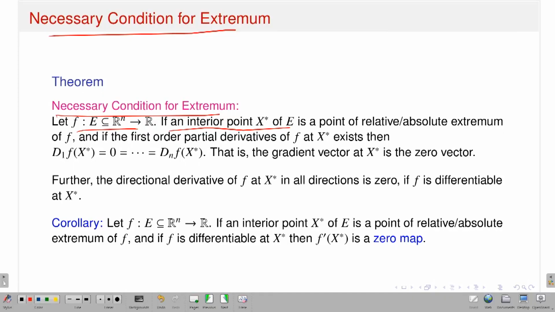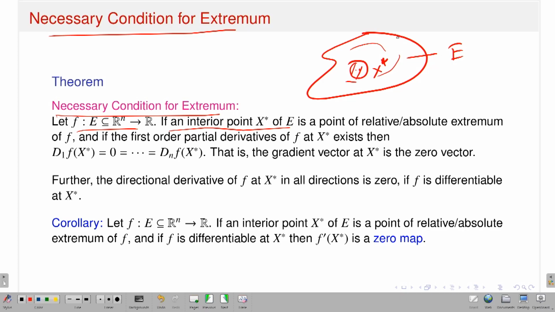Now, what do I mean by an interior point? I already explained in my earlier lectures what an interior point is. Suppose this is my set E, and I take a point x star. X star is called an interior point if there exists a neighborhood around the point x star which is fully contained in that set. So, a point is called an interior point if there exists a neighborhood around that point which is fully contained in that set. Now, if I take a point here, this is on the boundary.